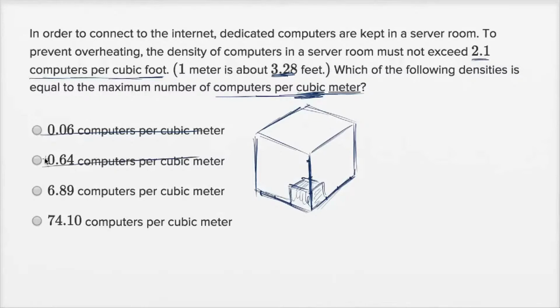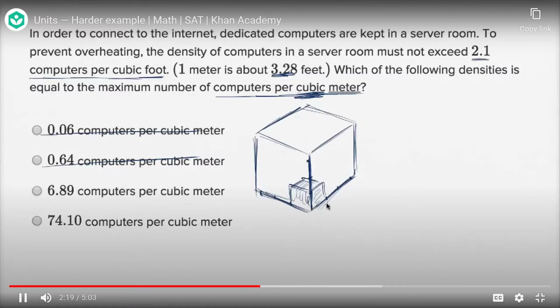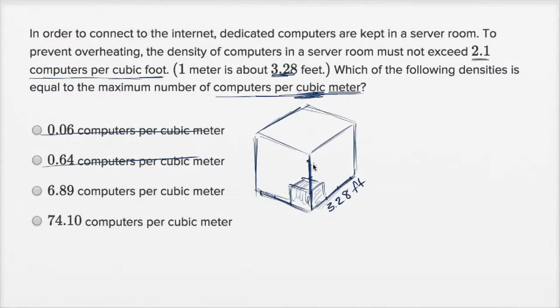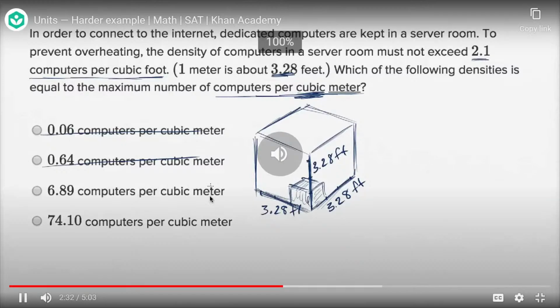But how would you actually calculate it? Well, you can just multiply this volume, a cubic meter. To figure out how many cubic feet it is, you can just multiply the dimensions in terms of feet. So this right here is going to be 3.28 feet in that dimension. It's going to be 3.28 feet high, and it's going to be 3.28 feet, if you call this dimension maybe, deep.